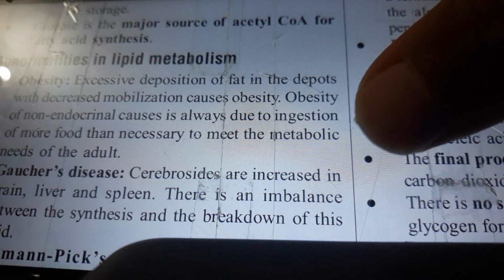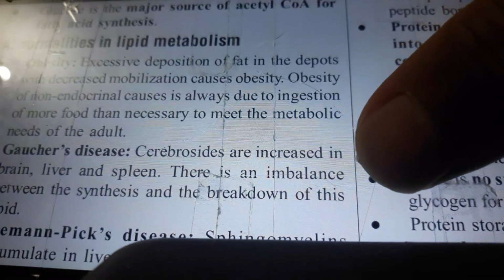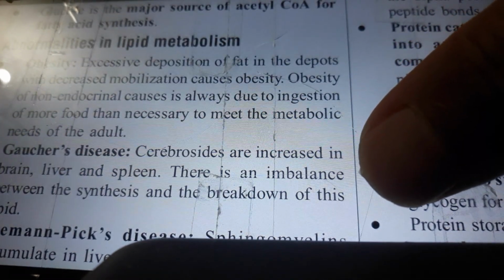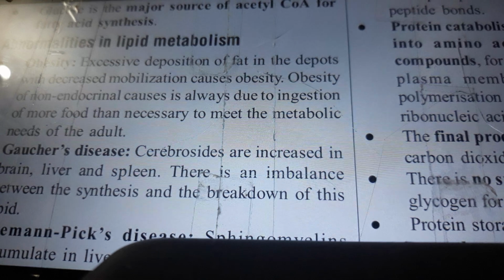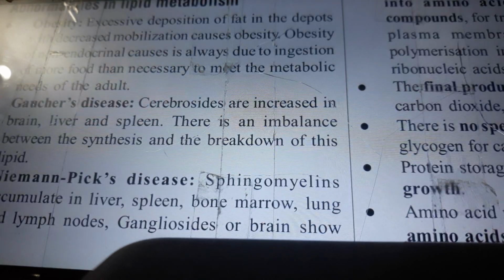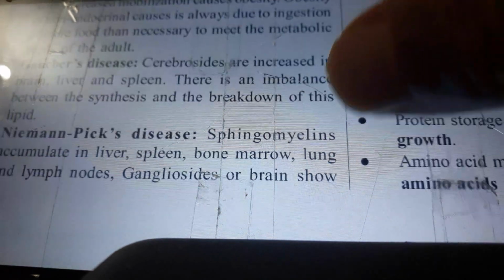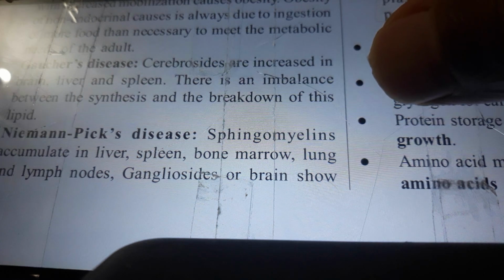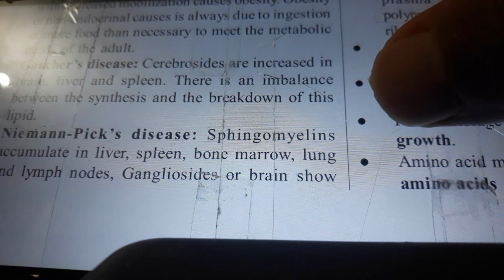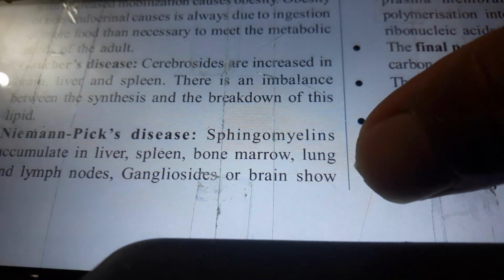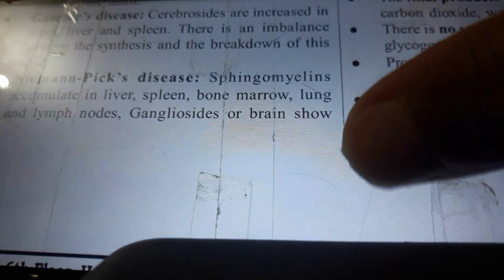Abnormalities in lipid metabolism. Obesity, where excessive deposition of fat in the depots with decreased mobilization causes obesity. Obesity, in non-endocrinal causes, is always due to ingestion of more food than necessary to meet the metabolic needs of the adult. Gaucher's disease, the cerebrosides are increased in brain, liver, and spleen. There is an imbalance between the synthesis and the breakdown of this lipid.